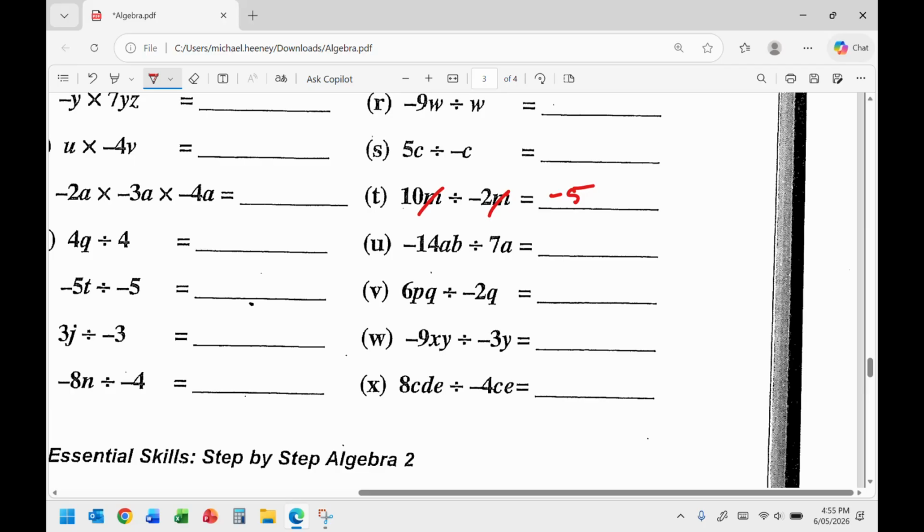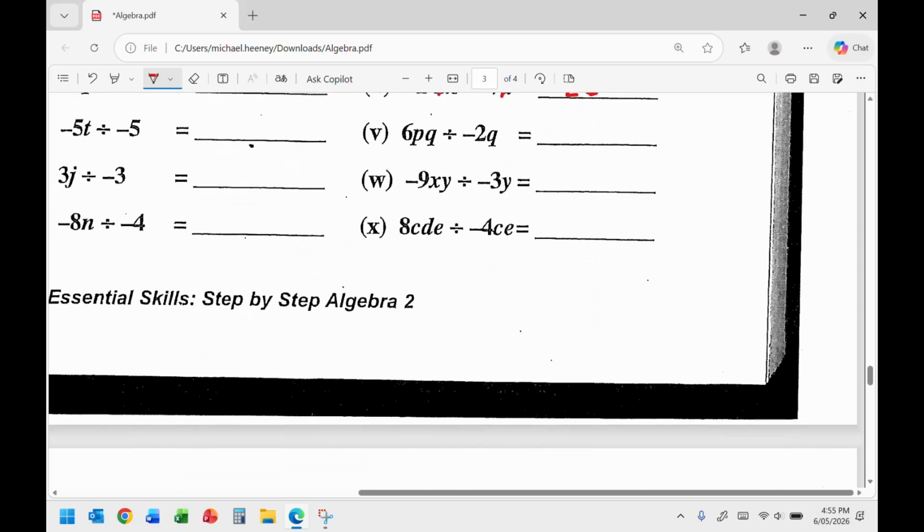The next one will give me minus 2. Minus 14 divided by 7 will be minus 2. AB divided by A, those A's will cancel, but I'm still going to have B left over, so minus 2B. Last one, 8 CDE divided by minus 4 CE. 8 divided by minus 4 will be minus 2. The C's will cancel, the E's will cancel. I will still have a D left over.